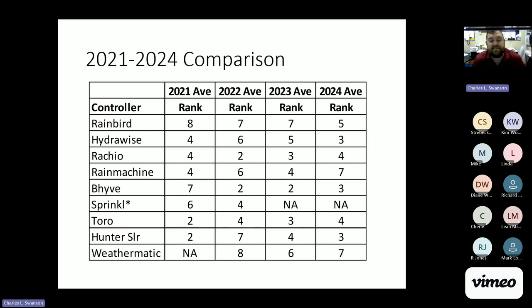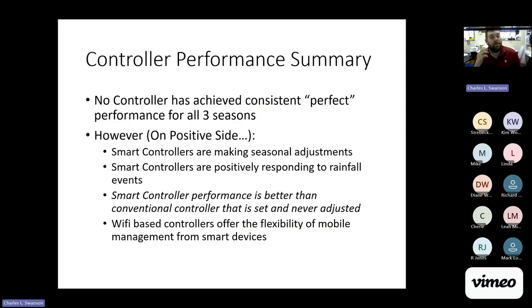So you can look at this list and see, okay, maybe which ones do I want to avoid? Or you go back and look at the previous list and say, okay, am I mainly concerned about the summer months? Which controller did the best in the summer? If you're more concerned about all 3 seasons combined, then you kind of look at the overall average. So we look at the controller summary.